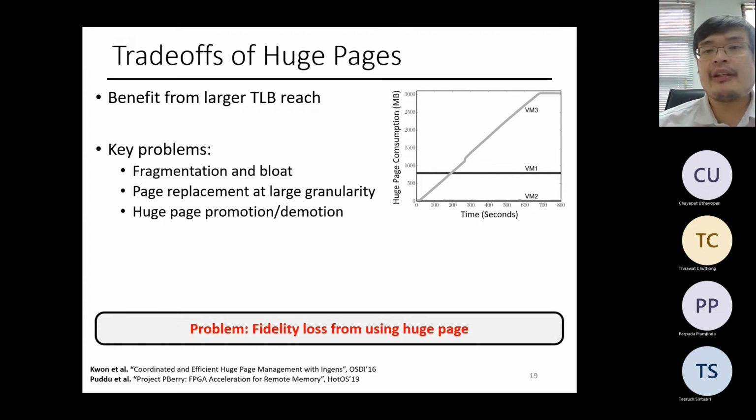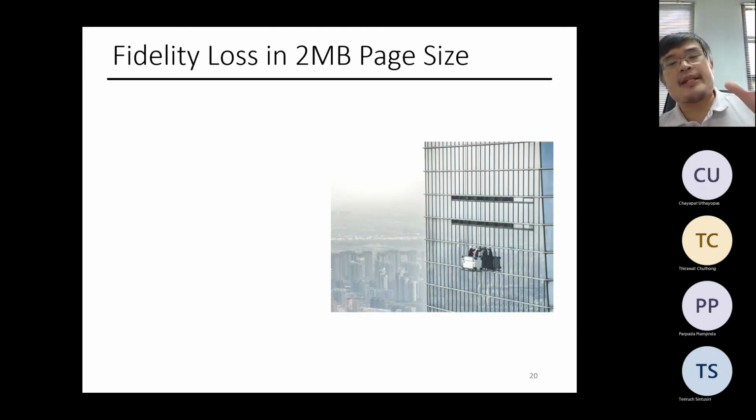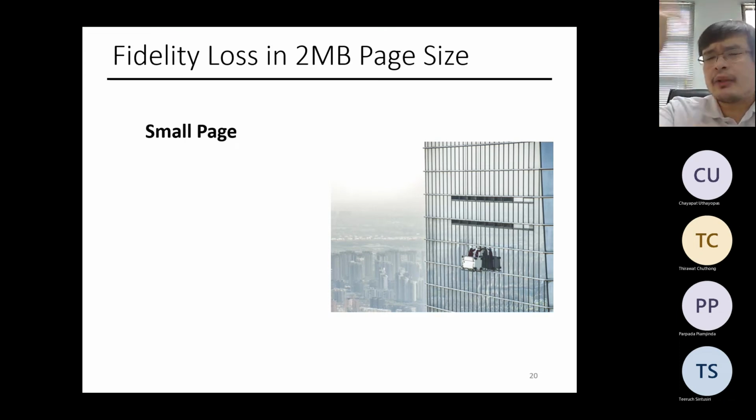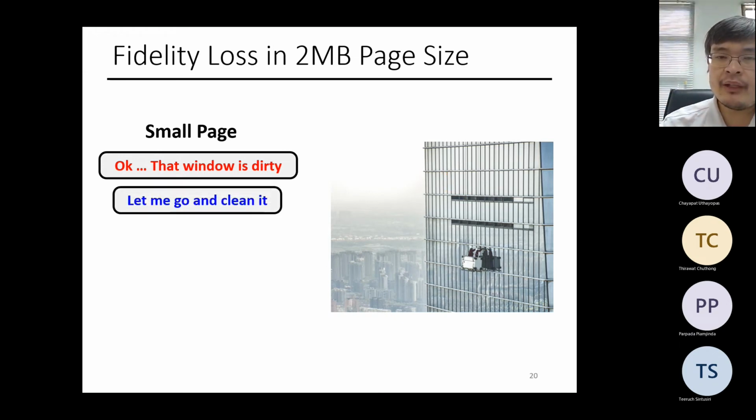One of the main problems is fidelity loss in huge page. I'll explain this problem a little bit because it's one of my research projects that we published in 2020 with VMware. So let's say you want to maintain the cleanliness of a building. This is the Willis Tower in Chicago. Let's say I want to use small page. I can compare this to, let's say, a window being dirty on the tower. Because I can see that one small pane of window is dirty, I'm going to go and clean that. But then, what if I have large page?